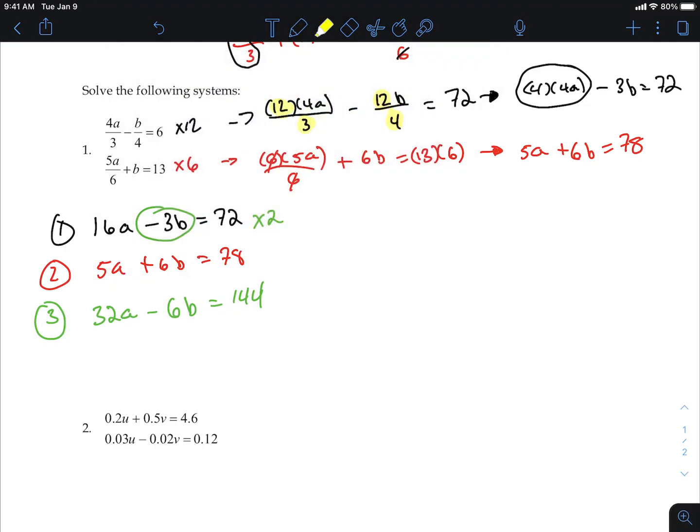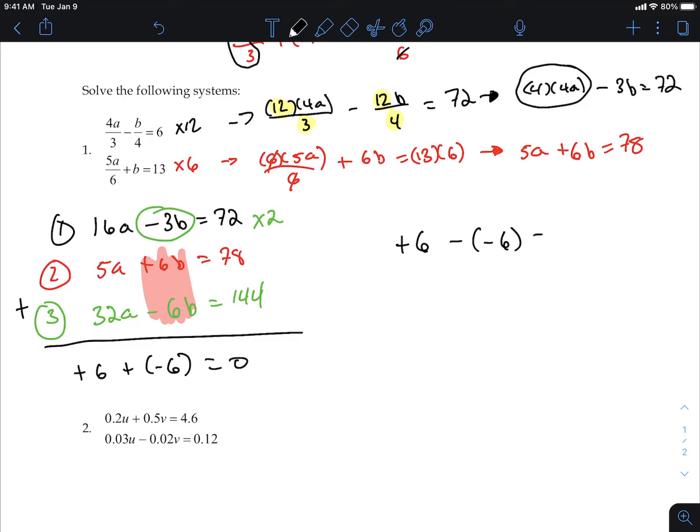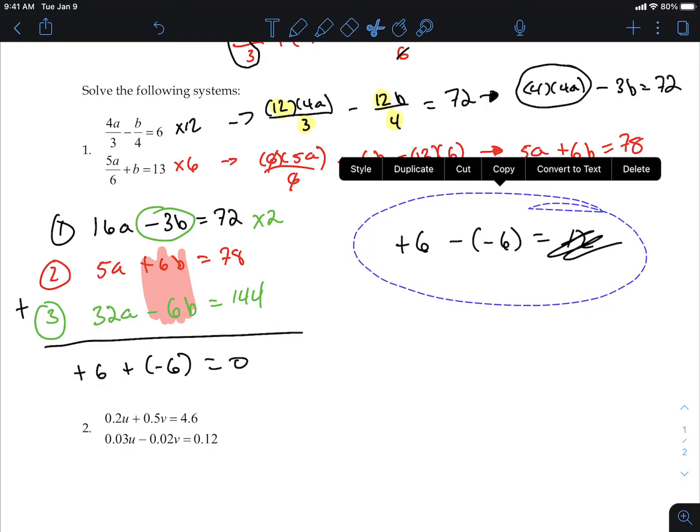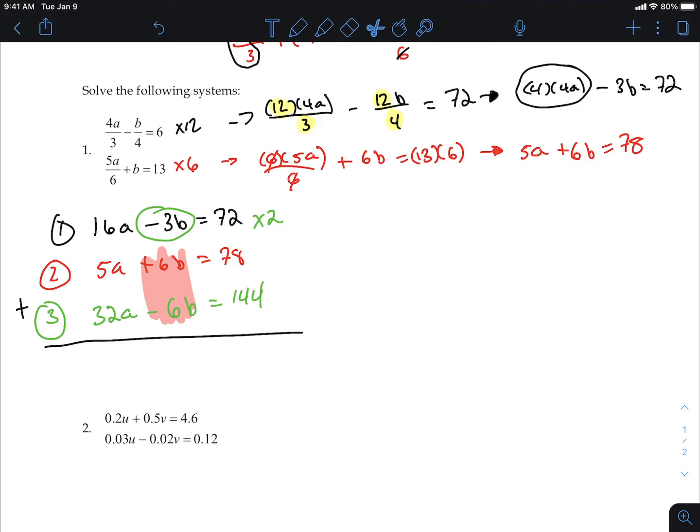Now, what's nice about this? What am I going to have to do here? This I guess is a little tricky, but it's just the game of keeping track of the signs. So you're going to add 2 and 3 together for the reason that if I go positive 6 plus negative 6, that's going to equal 0, and then the b's are going to cancel. It's not subtraction because if I go positive 6 minus negative 6, that's going to equal 12, which is not the point of what we're trying to do, right? So we've decided to add the two equations together. Okay, and then we're going to yield a result once we do that.